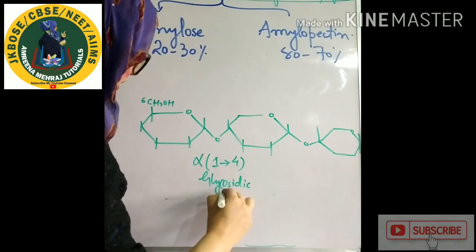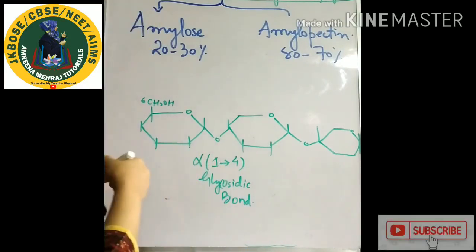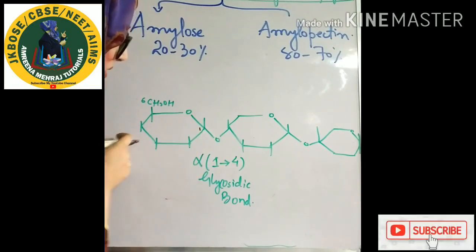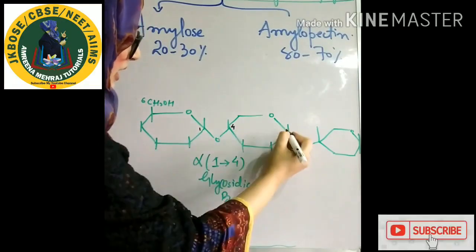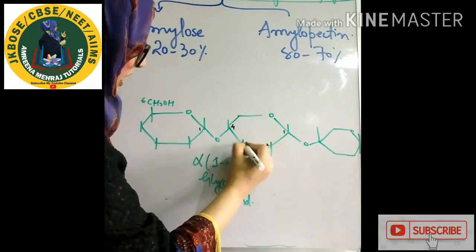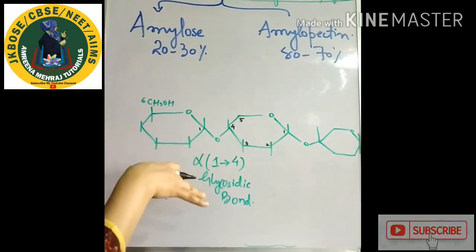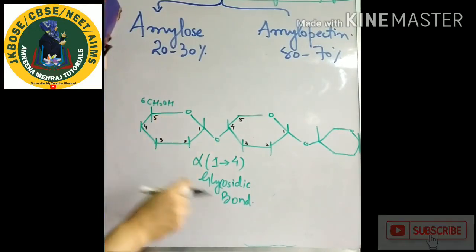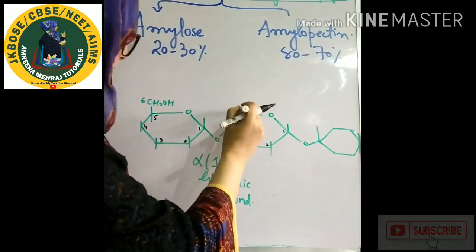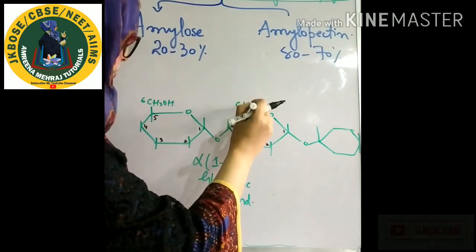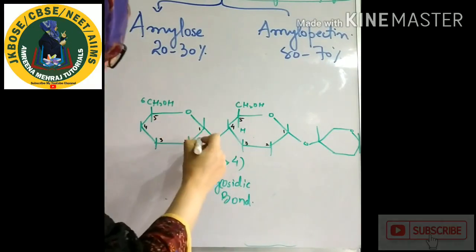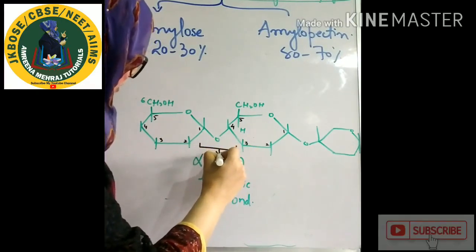glycosidic bond, isn't it? Try and analyze it for at least some seconds. This is carbon number 1 of this glucose. This is carbon number 4 of this glucose. Let me number it: carbon 1, 2, 3, 4, 5. I have trained you for this purpose in my initial lectures. If we complete this, over here you have CH2OH, and over here H. I don't need the rest of the things. Where is your glycosidic bond? This portion is your alpha 1,4 glycosidic bond.